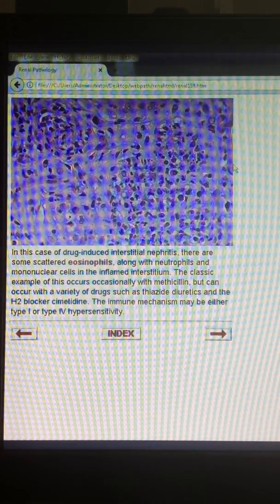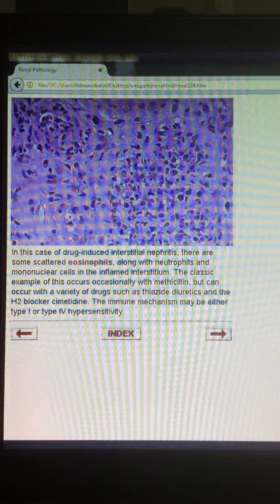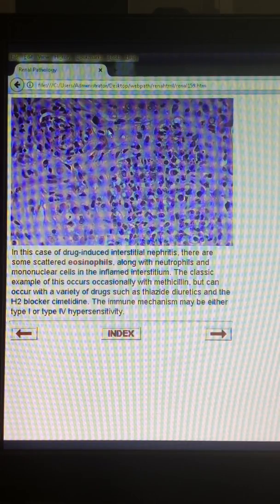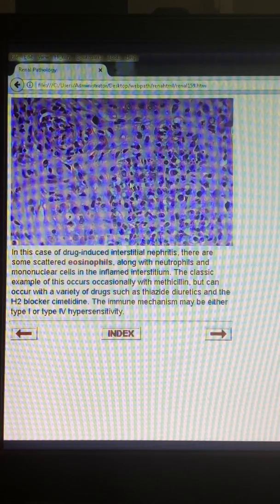Another thing is called drug-induced interstitial nephritis. What's characteristic here is these eosinophilic cells. These are called eosinophils. If you see eosinophils in any organ or any picture, this will indicate that a hypersensitivity reaction is going on. So if you see scattered eosinophils in a picture, this is due to drug-induced interstitial nephritis.